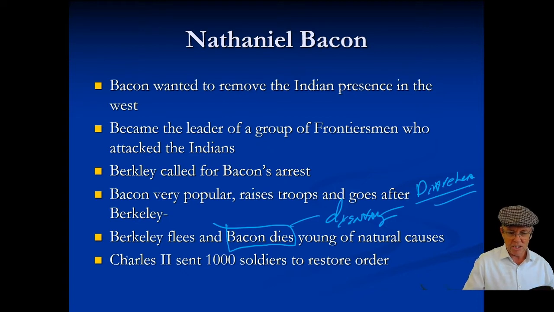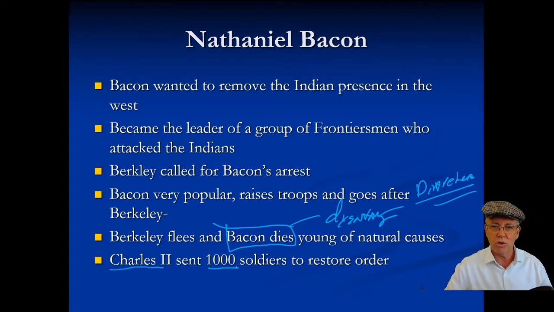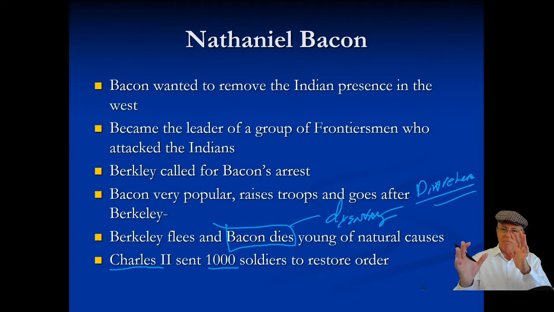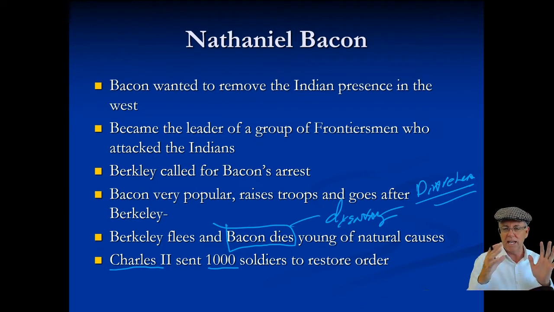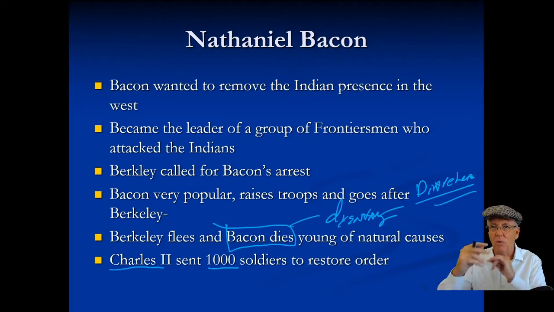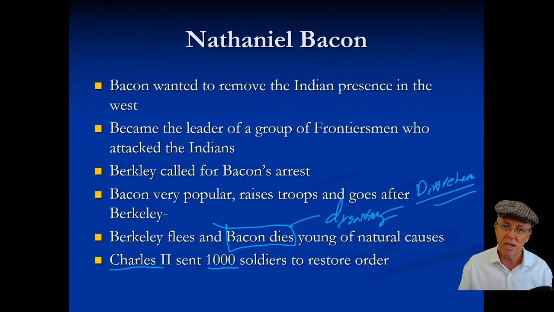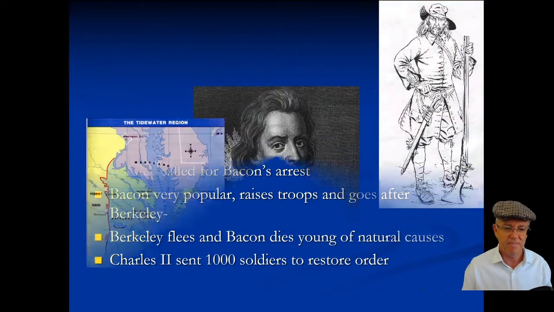Brinkley sends message to King Charles II, and Charles sent 1,000 soldiers to restore order and to support the government of Virginia. And so in the end, Bacon represents the poor, Brinkley represents the rich and the government. The poor rise up against the rich and the government, and then Bacon dies, and the whole thing fizzles. Meanwhile, Jamestown is burned by accident.